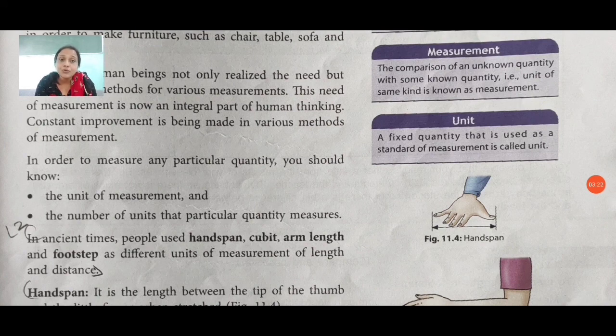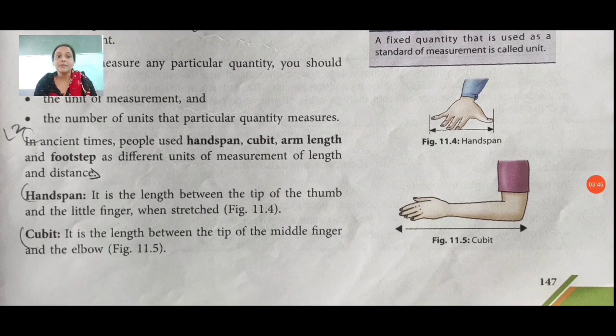Then we have to know about the unit of measurement. We have different types of units in measurement which we use. In ancient times, people used handspan, cubit, arm length, and foot step as different units of measurement of length and distance. Handspan, first, it is the length between the tip of the thumb and the little finger, like this.